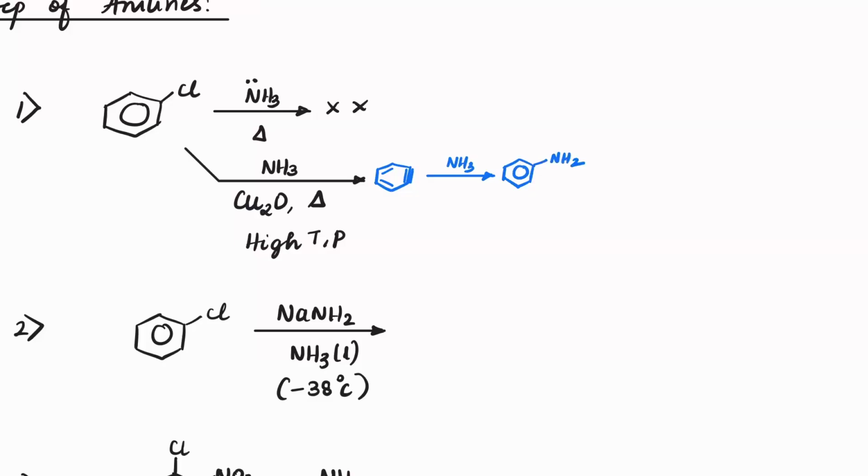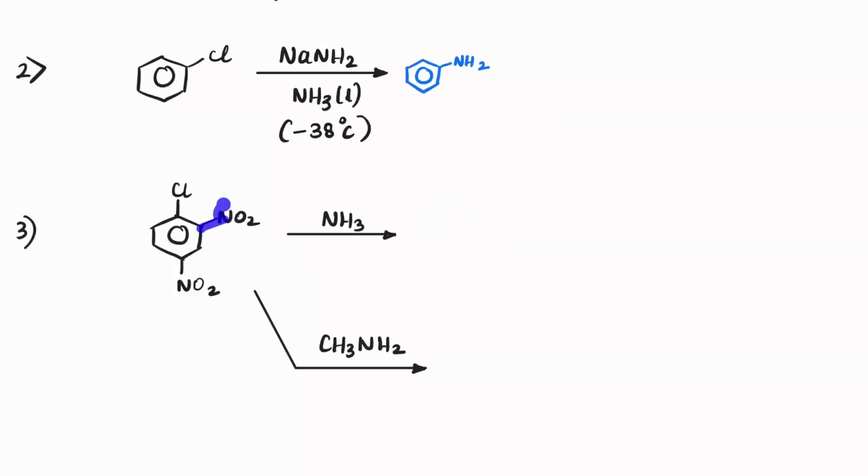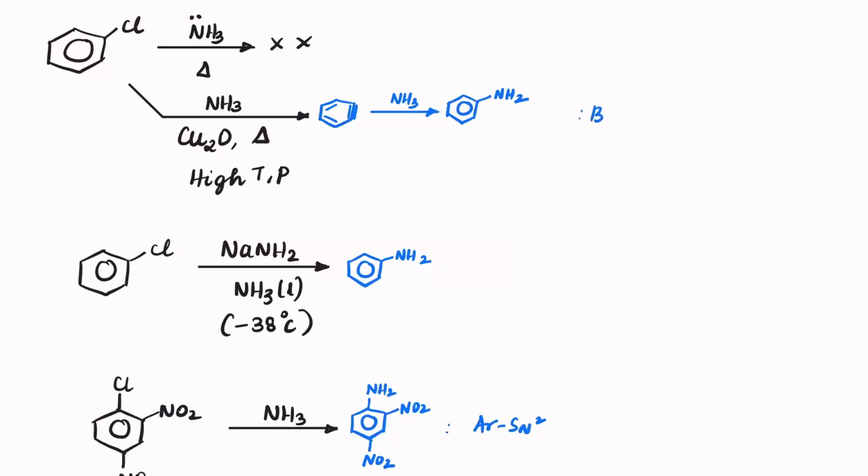Got it? Next. This is a typical benzyne mechanism. It usually happens at very low temperature. So that will also offer you NH2. Okay. In case you have any withdrawing groups like NO2 and NO2 here, then we can also get NH2 here with NO2 and NO2. So which type of mechanism? ArSN2 type of mechanism. Here it is the benzyne mechanism. And the same follows here also.